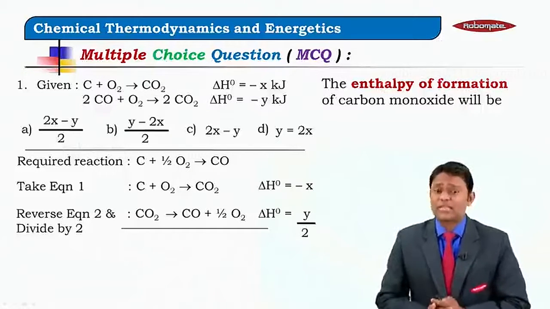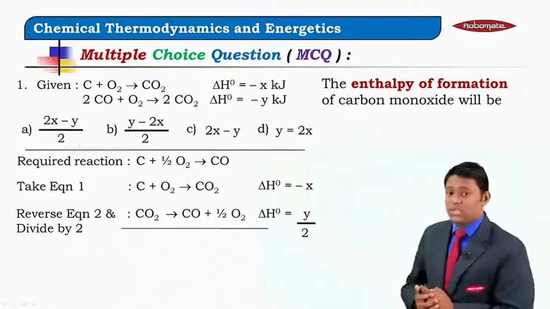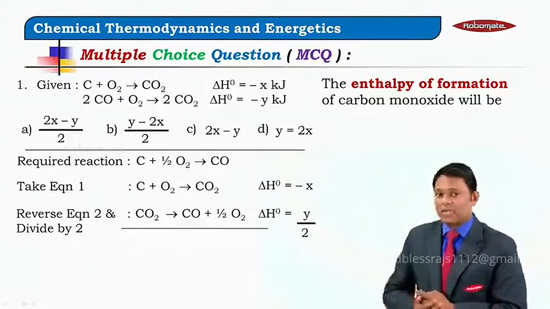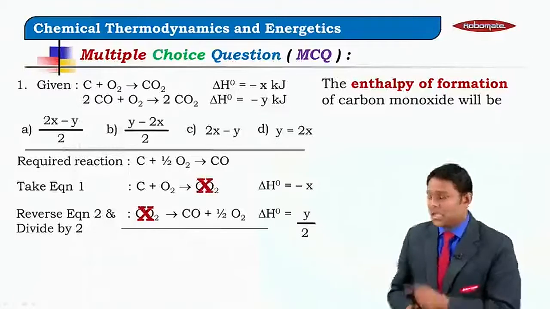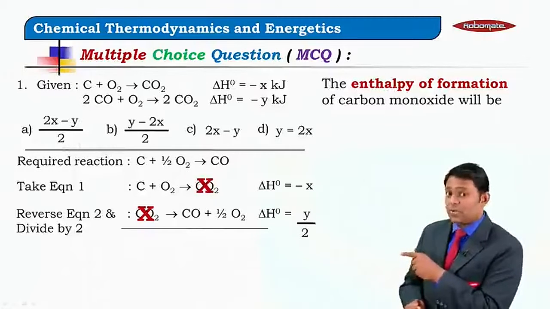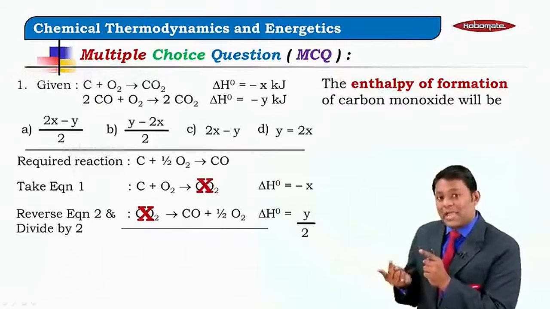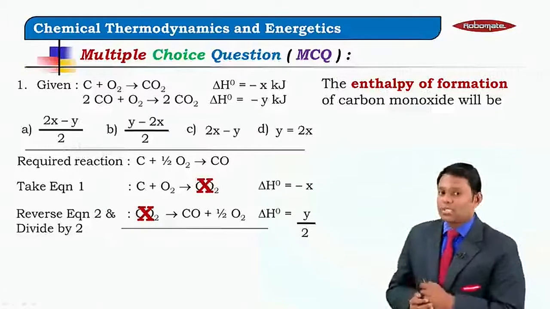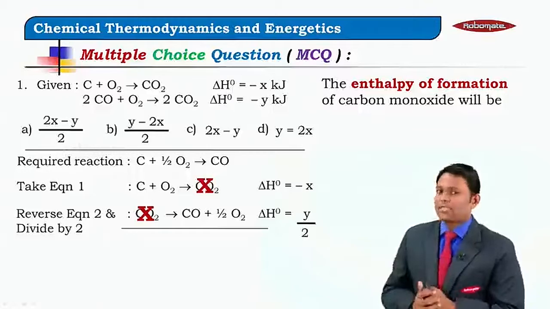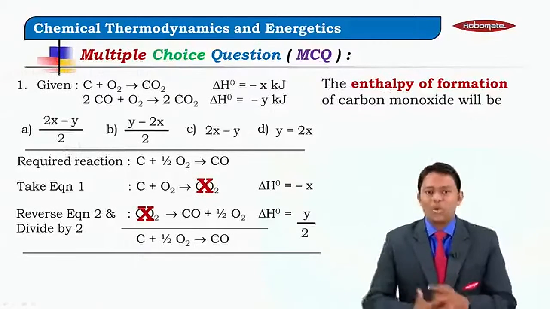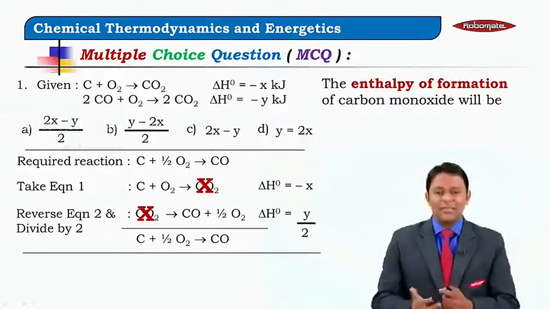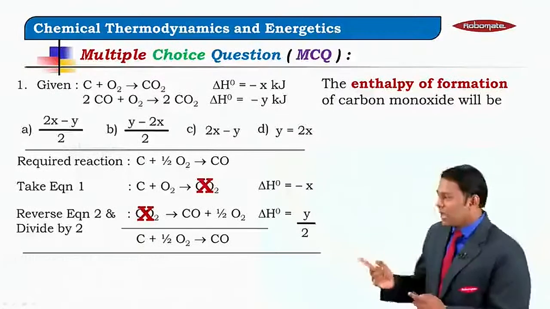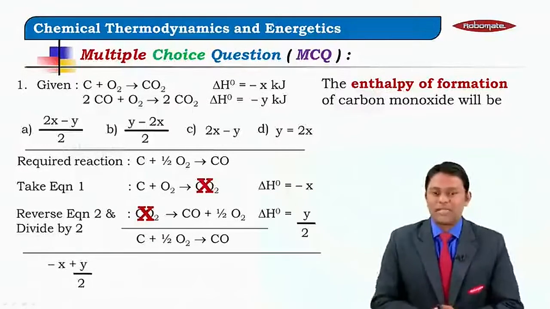If you check the data carefully, carbon dioxide is present on the reactant side as well as on the product side. So carbon dioxide gets cancelled. The half oxygen is present on the product side. If it goes to the other side, it becomes minus half oxygen. And from that 1 complete oxygen, if we subtract this half oxygen, we are left with only half oxygen, which is what we wanted. That means simply minus X plus Y by 2 will suffice for the equation.